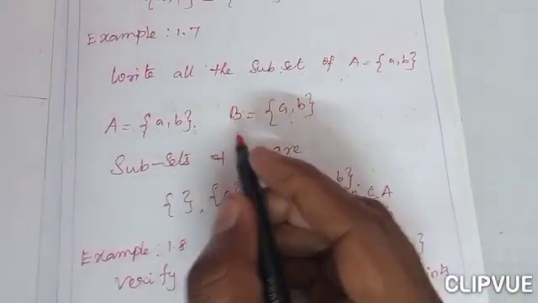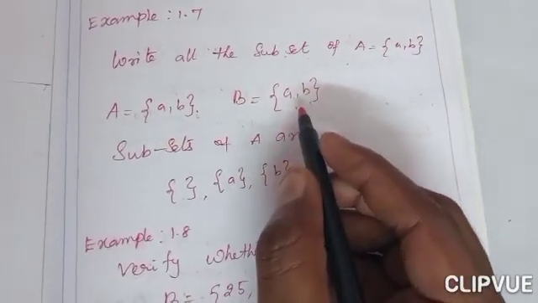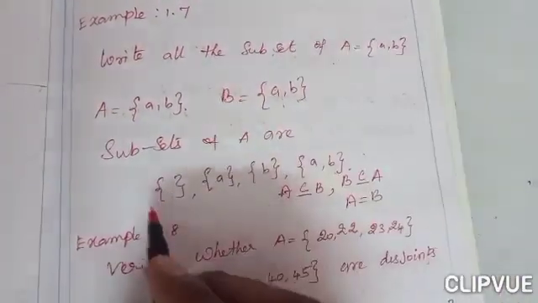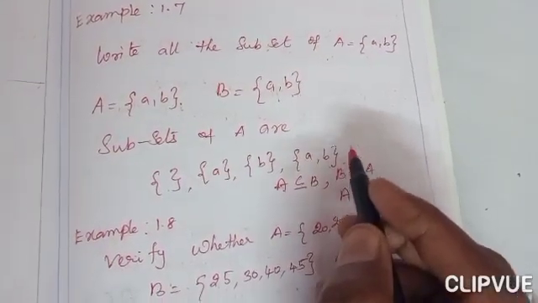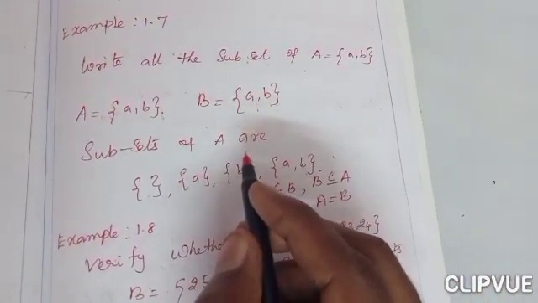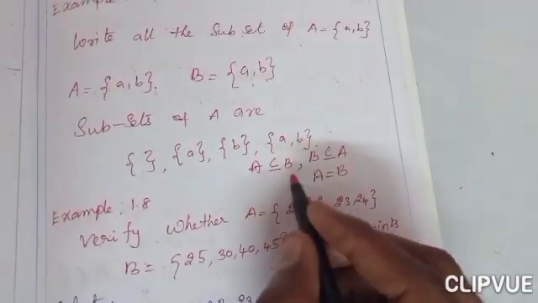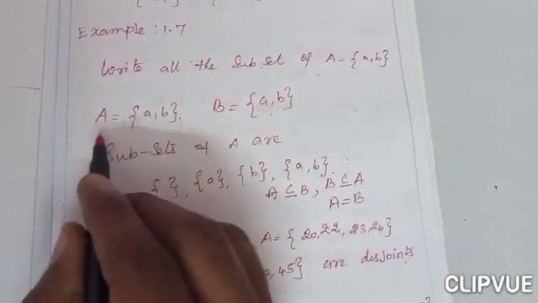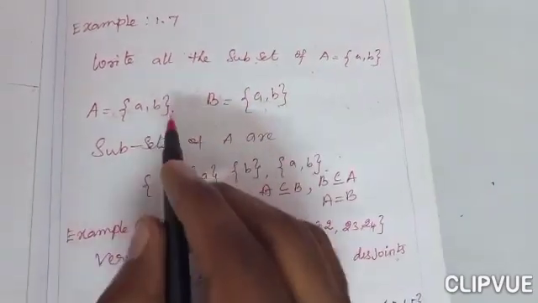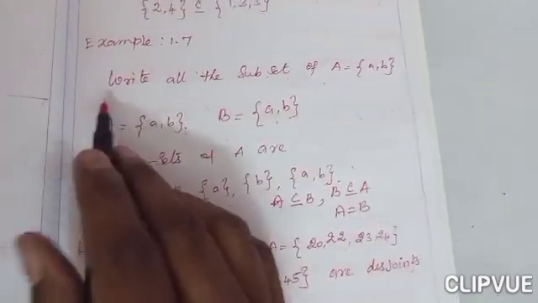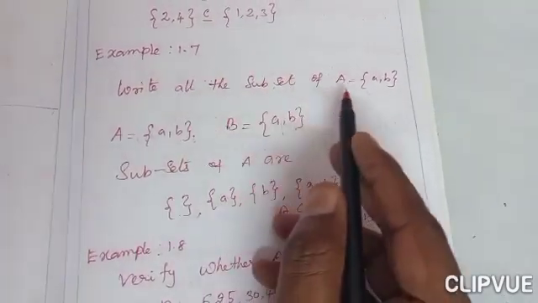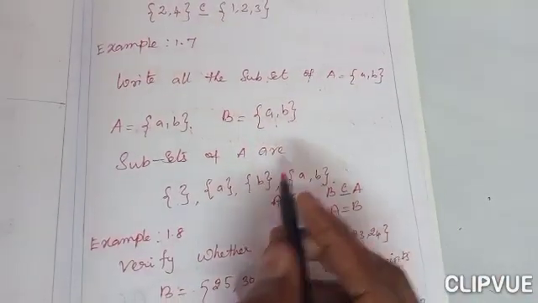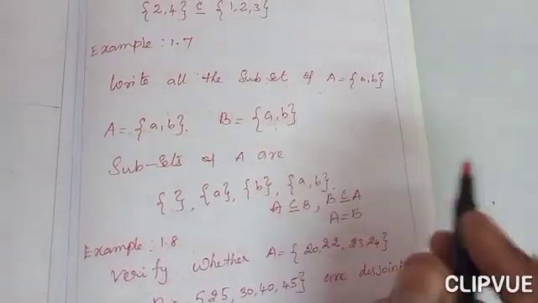Additionally, we take B also with the same elements a, b. In that case the subsets of B are also the same: null set, a, b, and a comma b. Already in the definition I said A is a subset of B and B is a subset of A. That means A and B should contain the same elements. Look here, A and B both contain the same elements a comma b. So in the textbook, for the example write all the subsets of A equals a comma b, you will write this alone: the subsets of A are the null set, a, b, and a b.